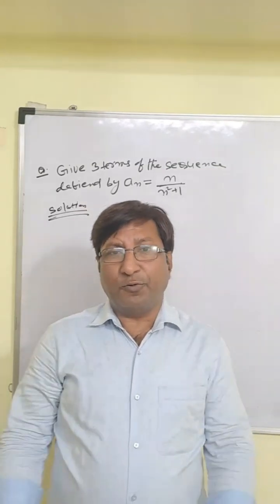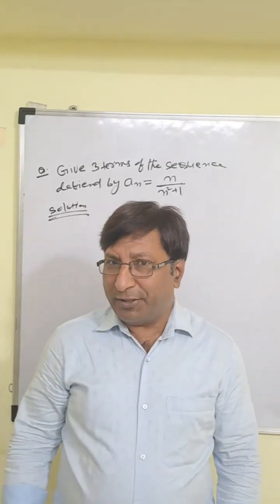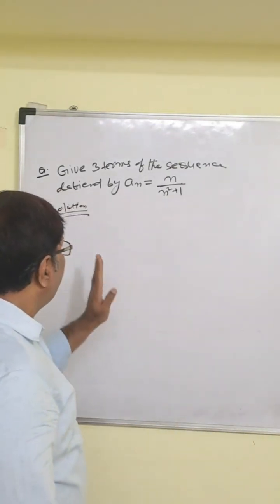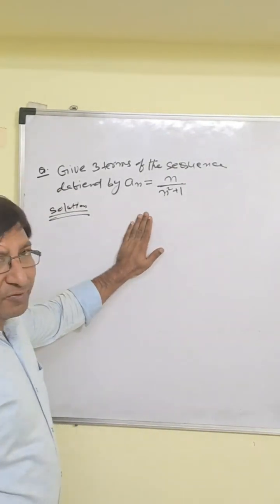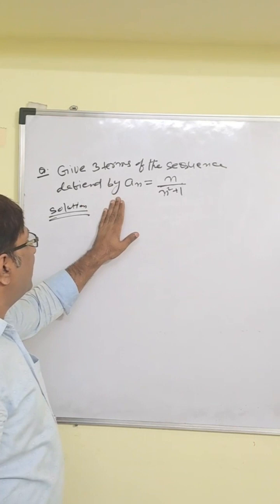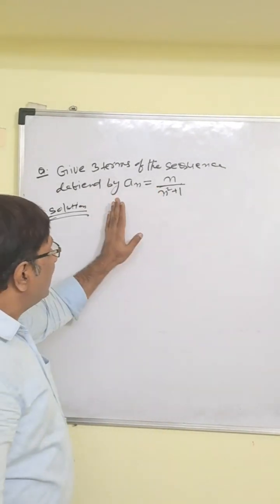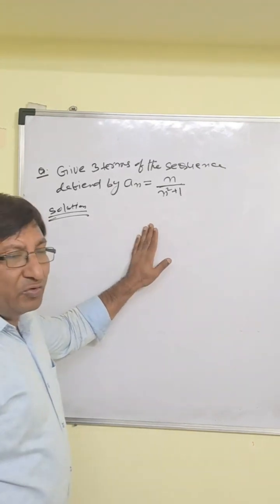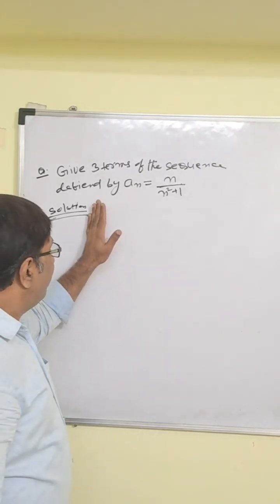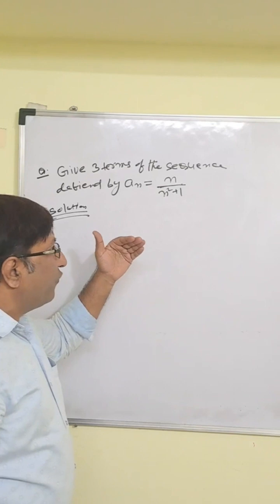Most important question of AP, arithmetic progression. Let us see the question. Here the question is: give three terms of the sequence defined by a_n equal to n by n square plus 1. For this type of question, the simple technique is what? We have to find the first three terms.